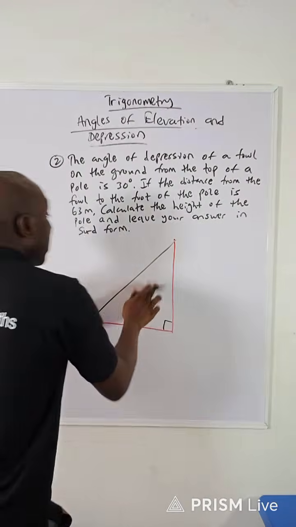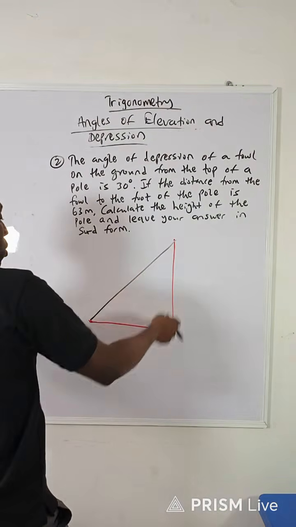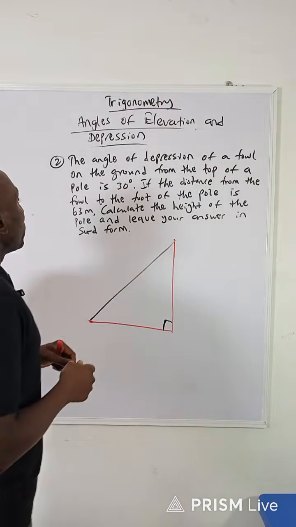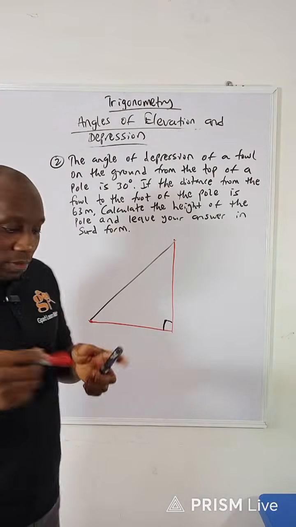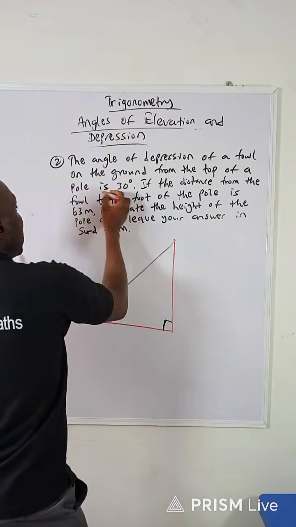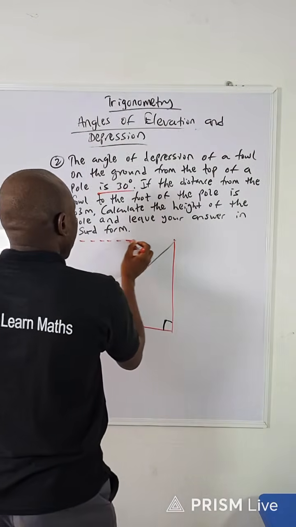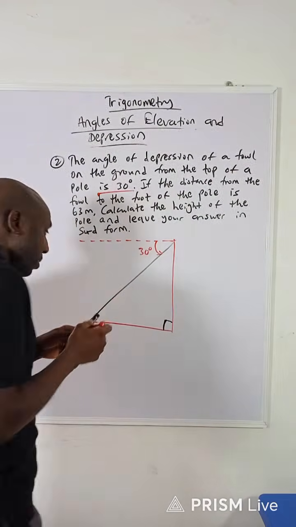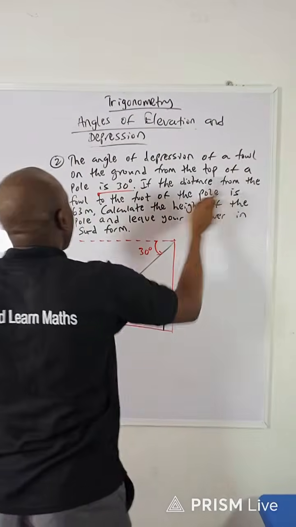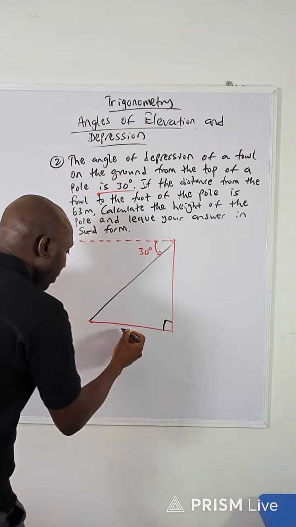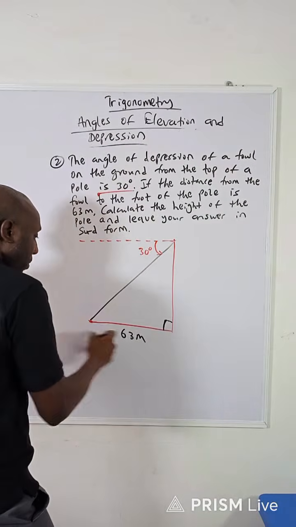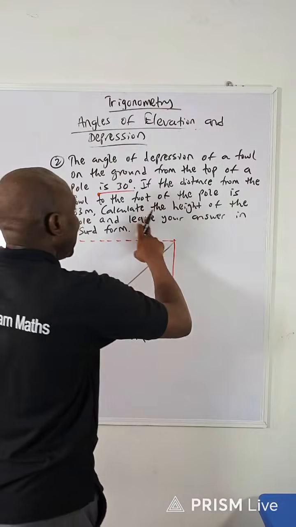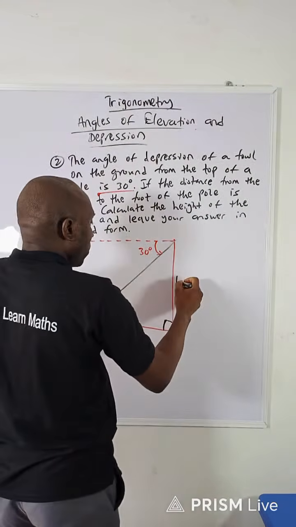This is obviously a right angle triangle, because the pole forms a right angle with the horizontal. We have been given the angle of depression, which is 30 degrees. If I draw my horizontal, this is 30 degrees. If the distance from the fowl to the foot of the pole is 63 meters, the fowl is here, the foot of the pole is here. Calculate the height of the pole and leave your answer in surd form.